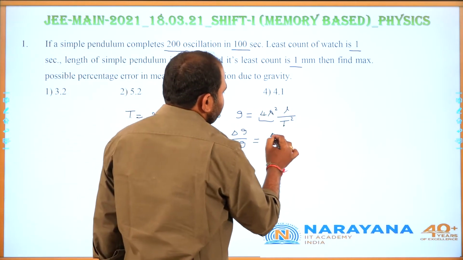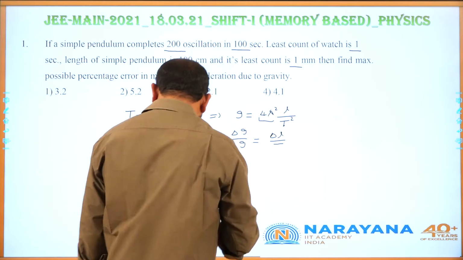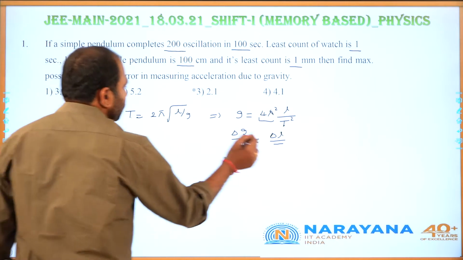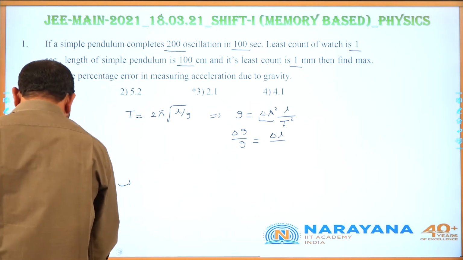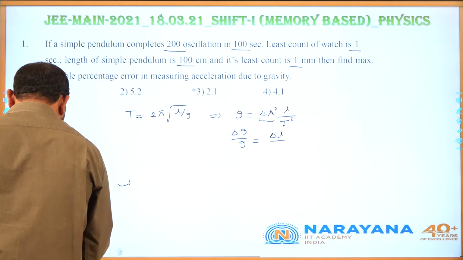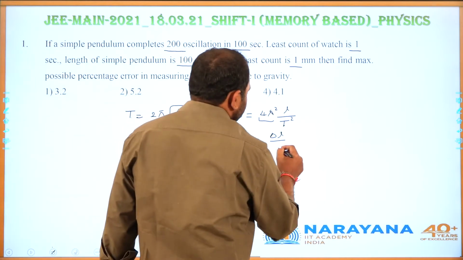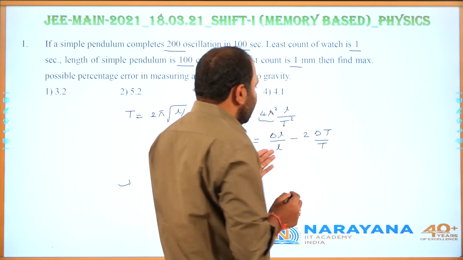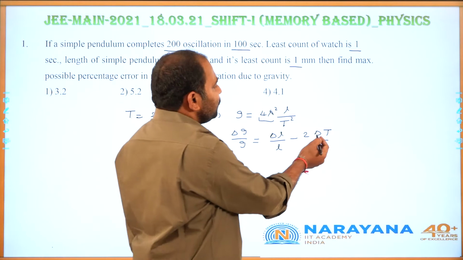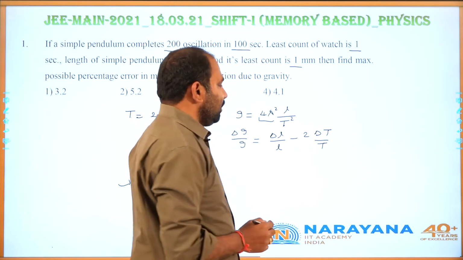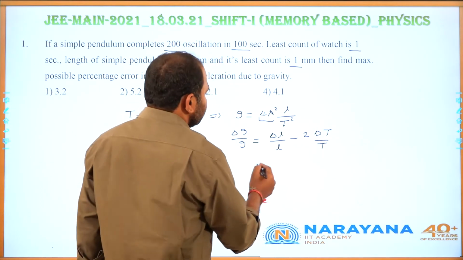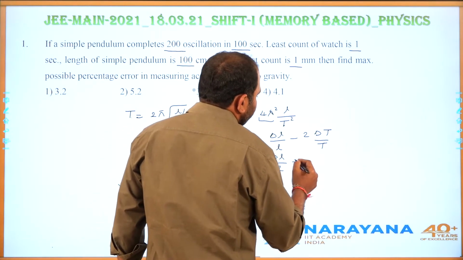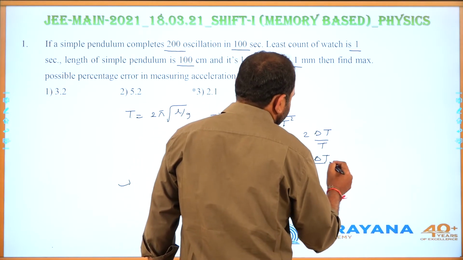It can be written as delta L by L minus 2 times delta T by T. As L and T are independent quantities, I can choose delta T as negative also. It may be plus or minus delta T. So it can be rewritten as delta L by L plus 2 times delta T by T.